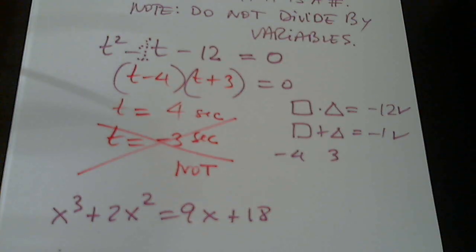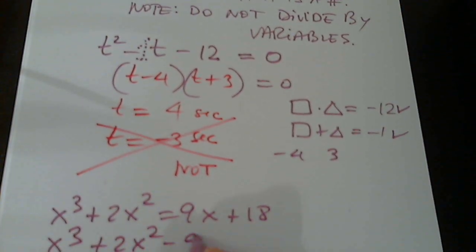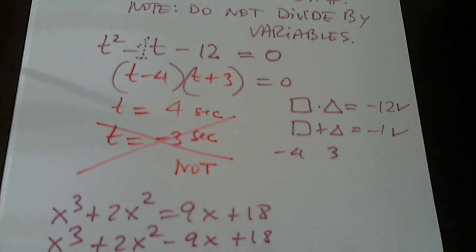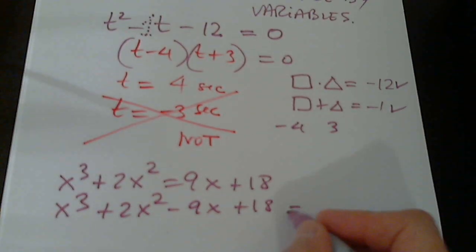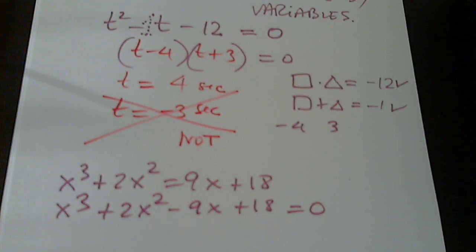Minus 9x minus 18. Very good, awesome. What else is left? Because this is not enough. If I stop here, this is no longer an equation. Equals 0. Exactly. It's very easy to forget the equal symbol and 0. Very easy. Okay? Now, descending order.